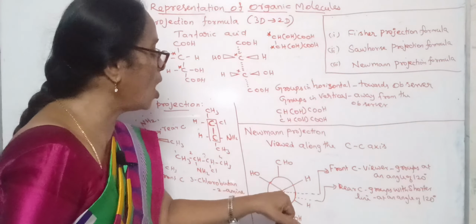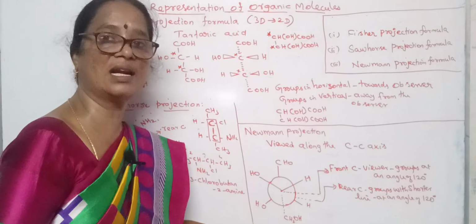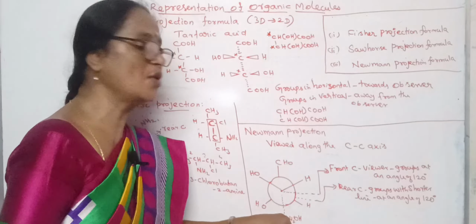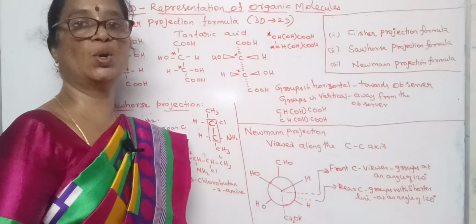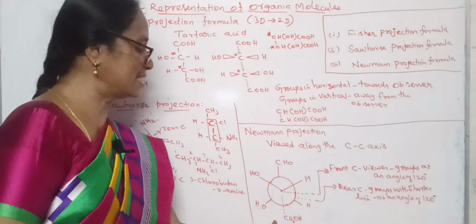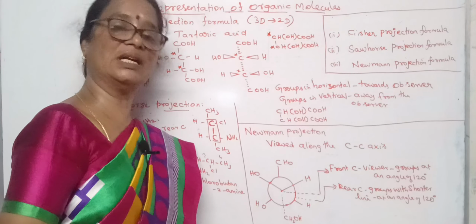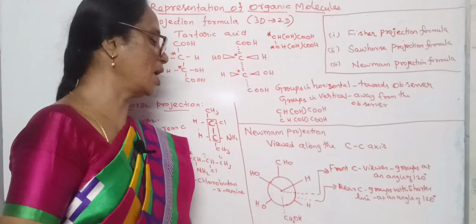All three substituents are represented at an angle of 120 degrees. This can also be explained in detail in the hydrocarbon chapter, and it is called the fully staggered form. That and all we will discuss in the hydrocarbon chapter.